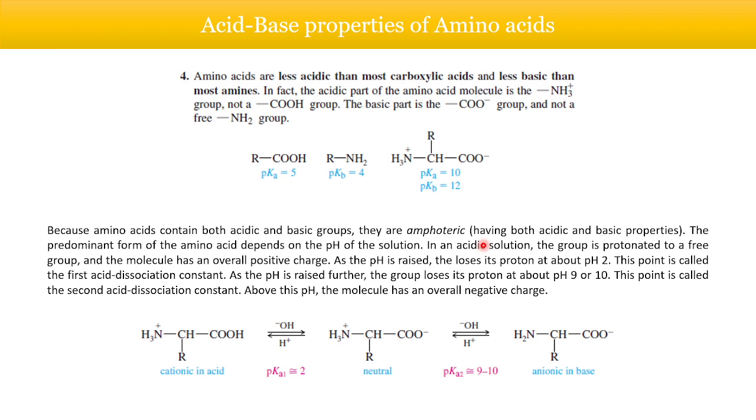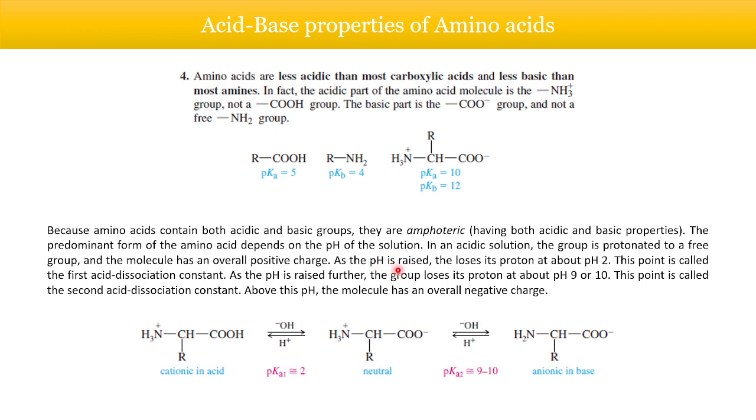The predominant form of the amino acid depends on the pH of the solution. In an acidic solution, the groups are protonated to the free acid form, and the molecule has an overall positive charge. As we raise the pH and increase the concentration of hydroxide ions, these protons would be grabbed more easily, giving a negative charge to the entire amino acid.